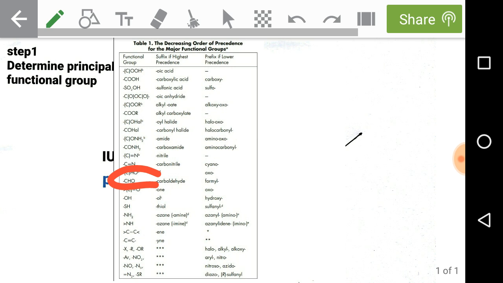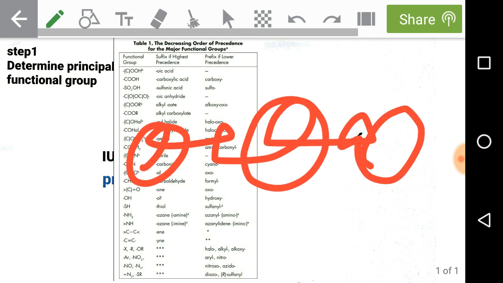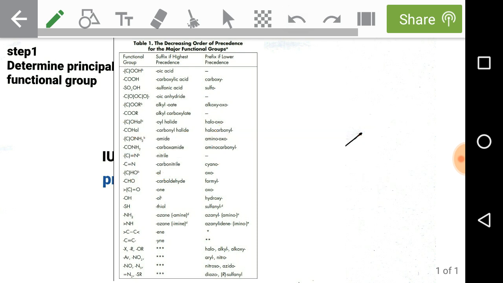Here the aldehyde prefix should be given as formyl. So formyl, followed by parent, followed by the suffix carboxylic acid, gives the IUPAC nomenclature of that organic compound, along with the other rules. So the first step is to locate, or determine, the principal functional group on the given unknown organic molecule.